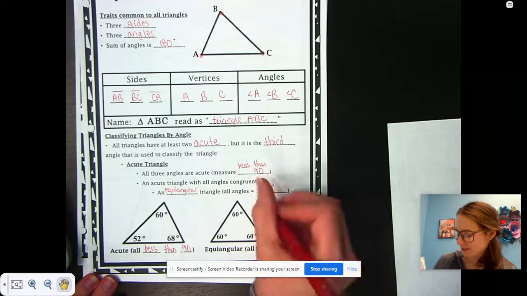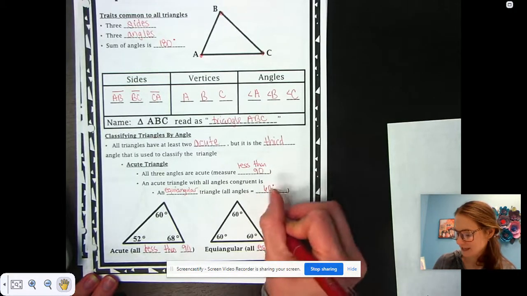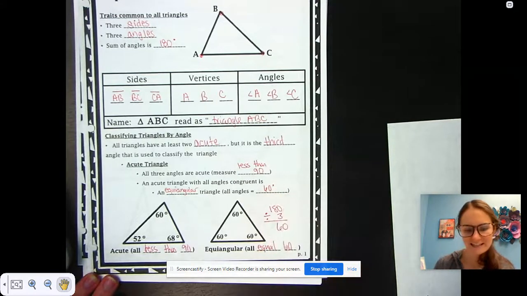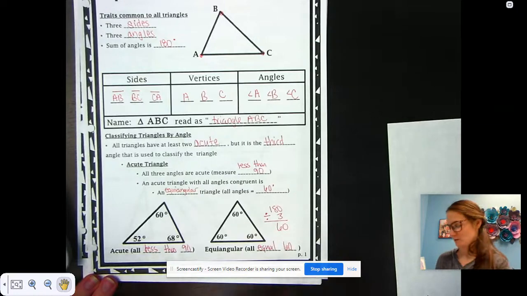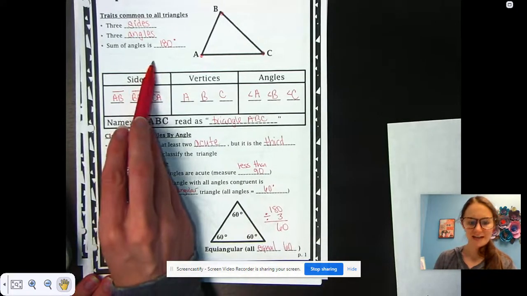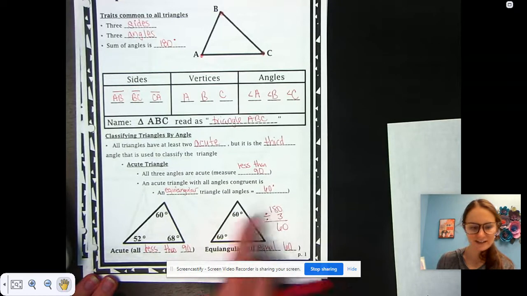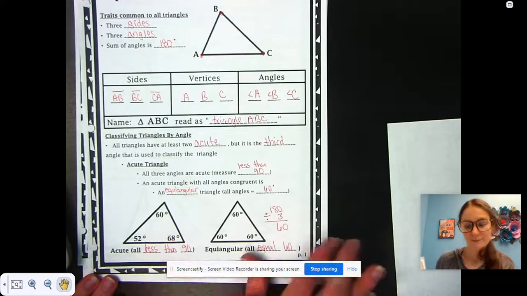If we did a little math here, if we took 180 and divided it by 3, we would get the number of 60, and that's how that works out. Okay, remember that all angles have to add up to 180 there. So when we take these all and add them, we get 180.